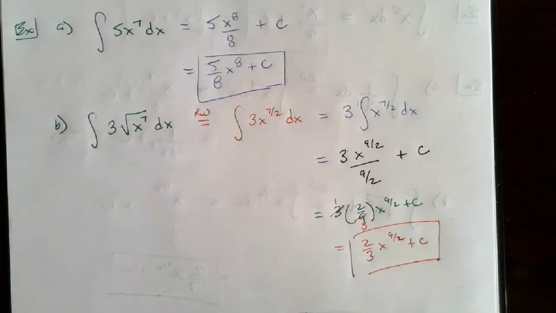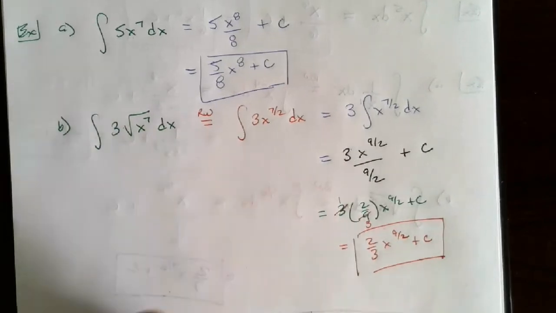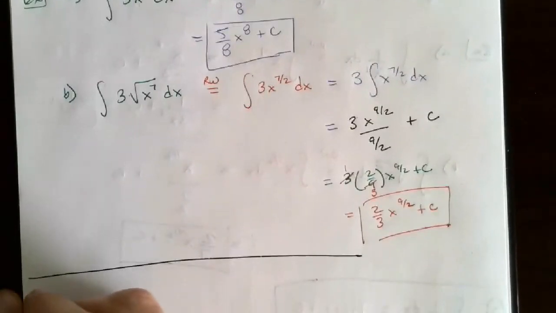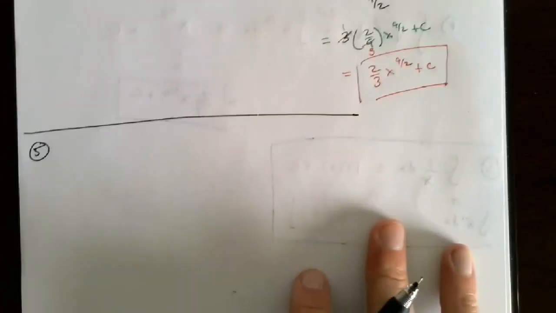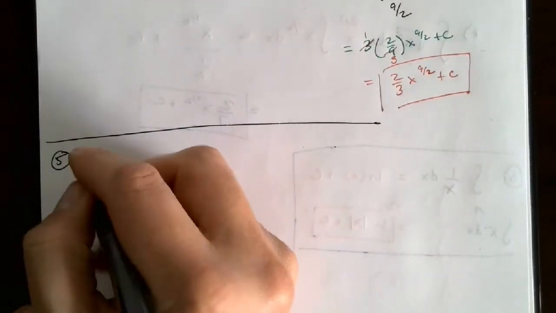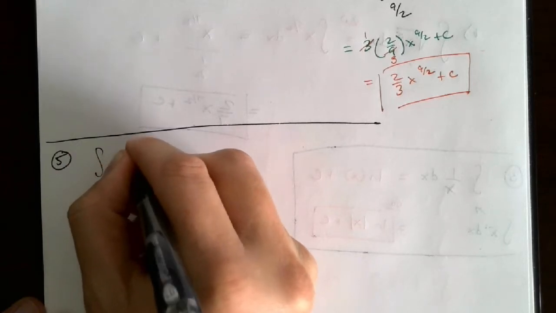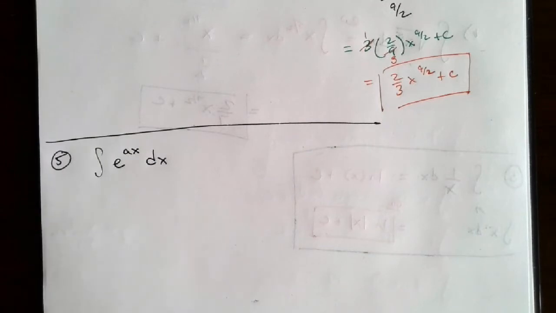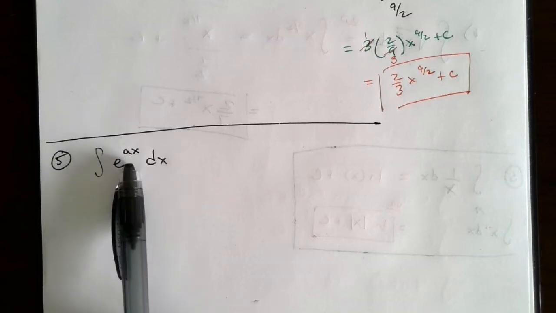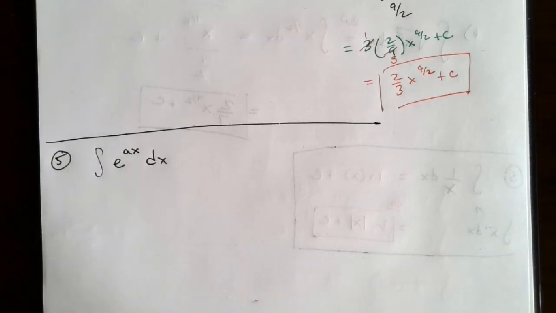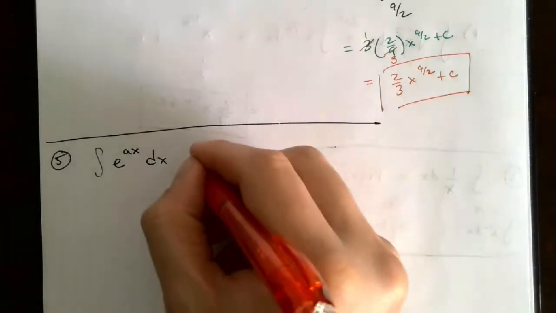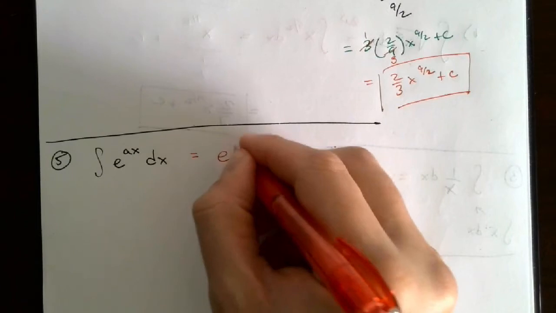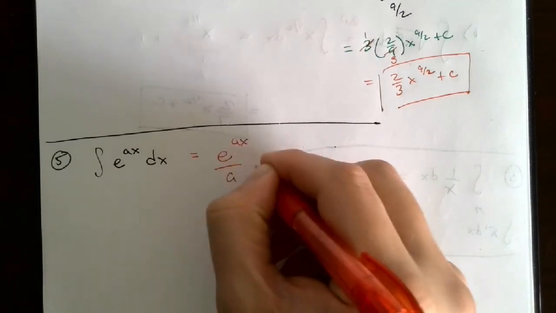The next example, or the next rule, I should say. I'll call this rule number 5. It says if you have the integral of e to the ax power dx. This is a very specific rule. It's for e to a constant times x in the exponent. The rule itself, defining it generally, is e to the ax over a plus c.